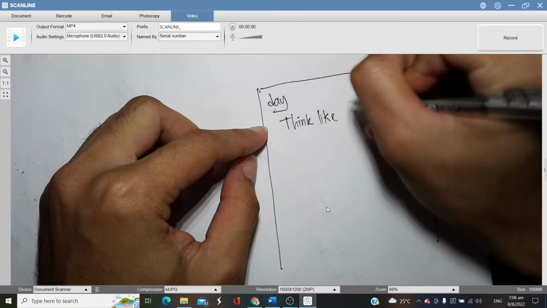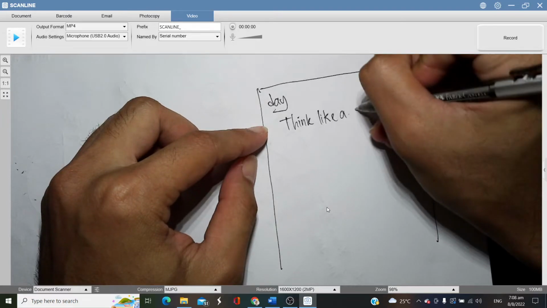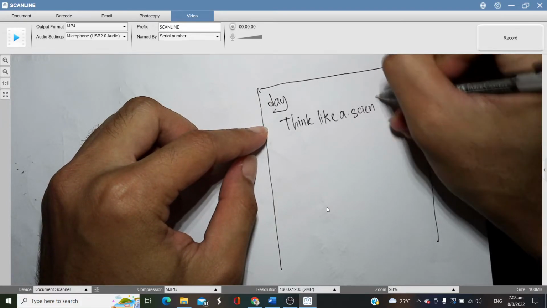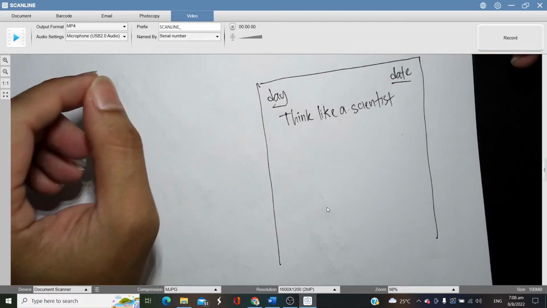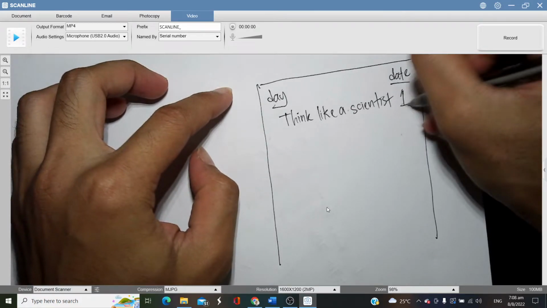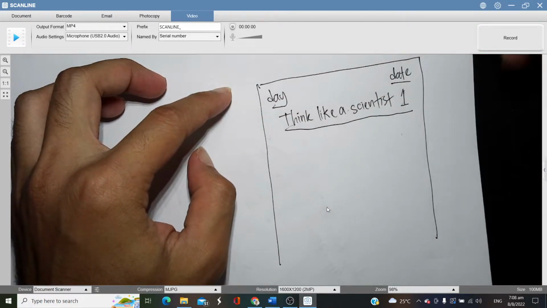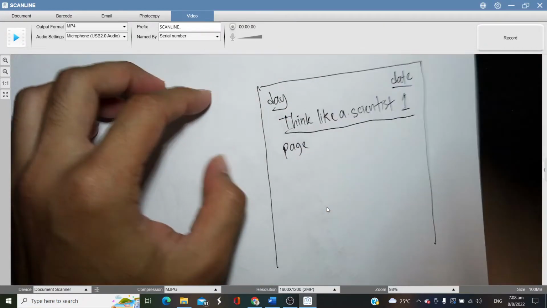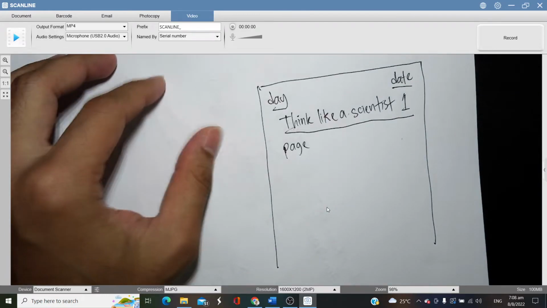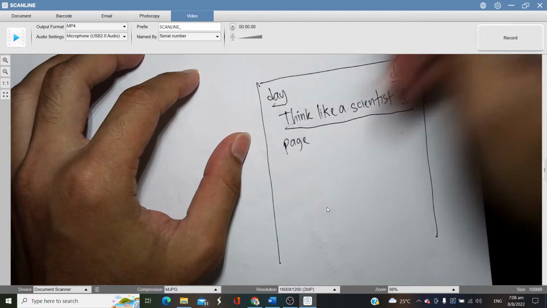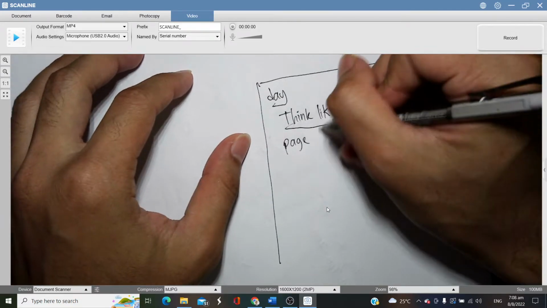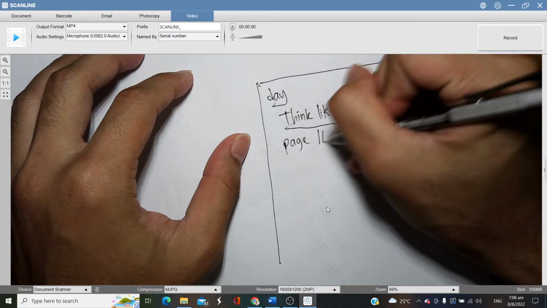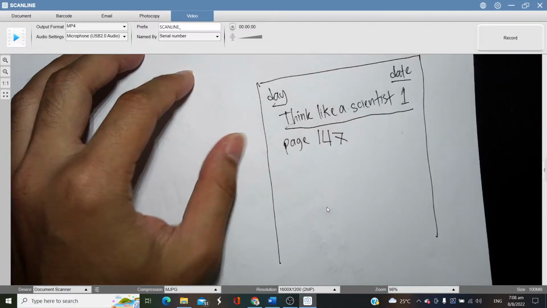Think Like a Scientist 1. This is the title. And please also put which page, because we have a lot of Think Like a Scientist activities, right? So put the page, which is page 1.